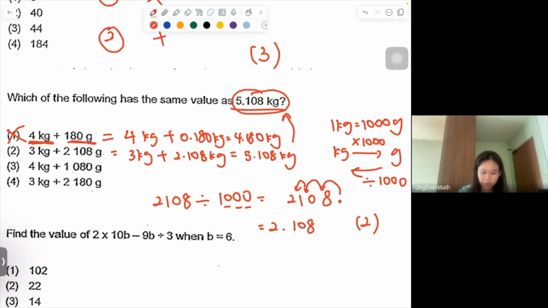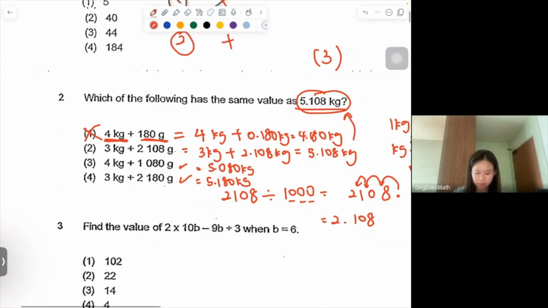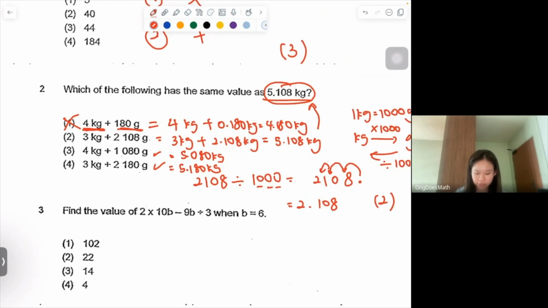So you can continue for option 3 and option 4. You realize that you won't equate it to 5.108 kg. In fact, this will equate to 5.080 kg, and this will equate to 5.180 kg. So you can check your answer against mine. So that's option 2 for you.